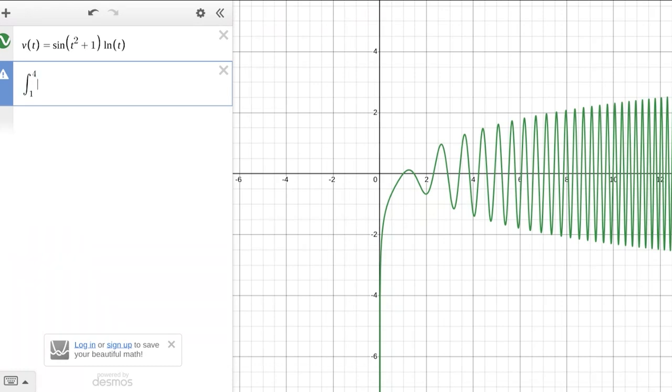And we don't need to type the whole function again. We could just type v of t. And if you'll notice, it doesn't actually compute it yet. It's giving you a little error, and that's because we need the dt. And there you go. That's our answer.